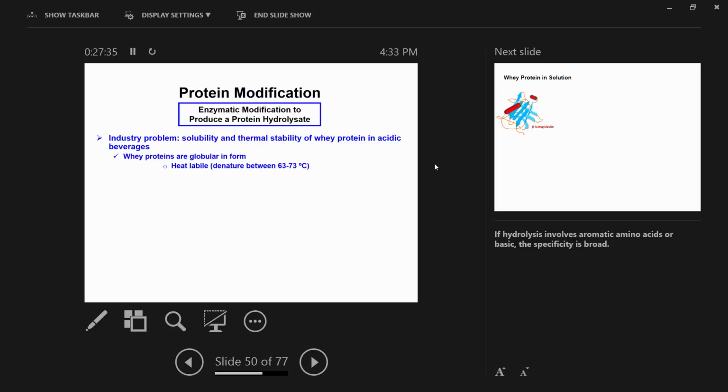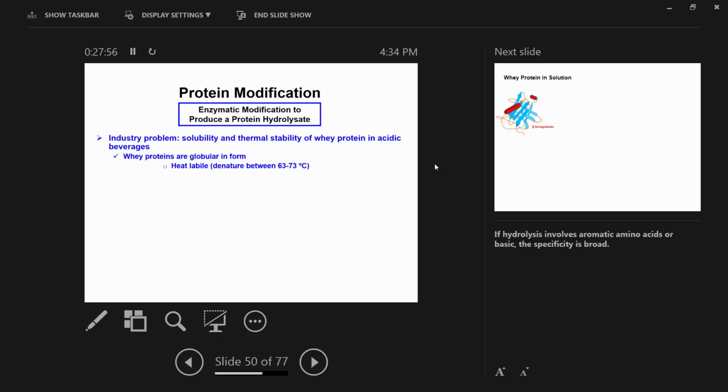Industry problem. So I'm going to base the next modification on this industry problem right there. Whey protein is very soluble, that's true. However, the solubility and thermal stability of whey protein impacts its shelf life.